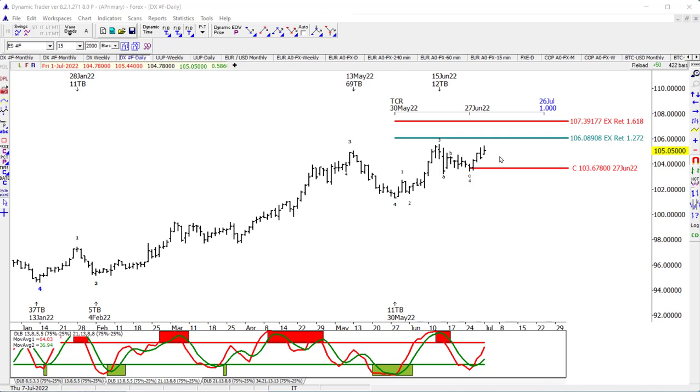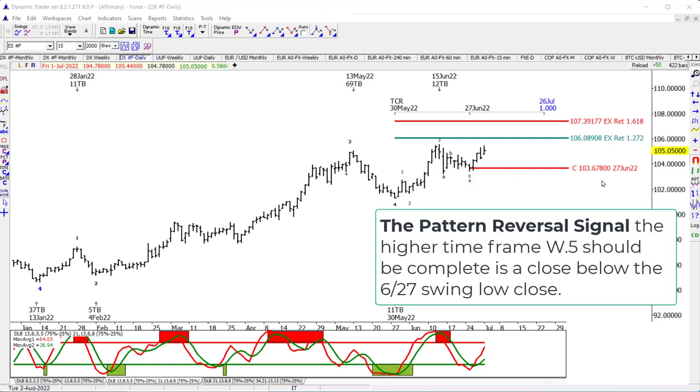If the dollar index should close below 103.67, that would break the bullish pattern. That would indicate that this section is complete, which then would indicate that the higher time frame is complete. So we have a reversal signal really close to the market, at least where the market is right now.